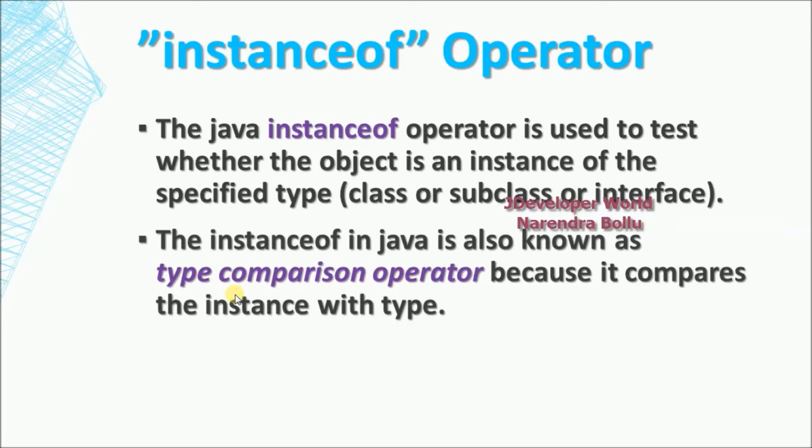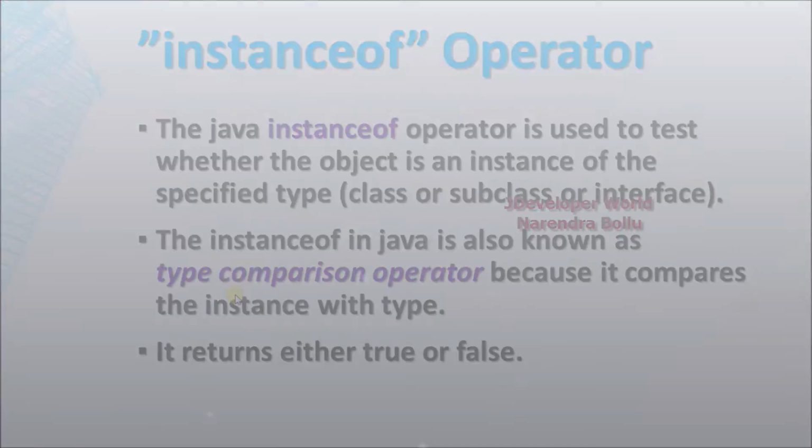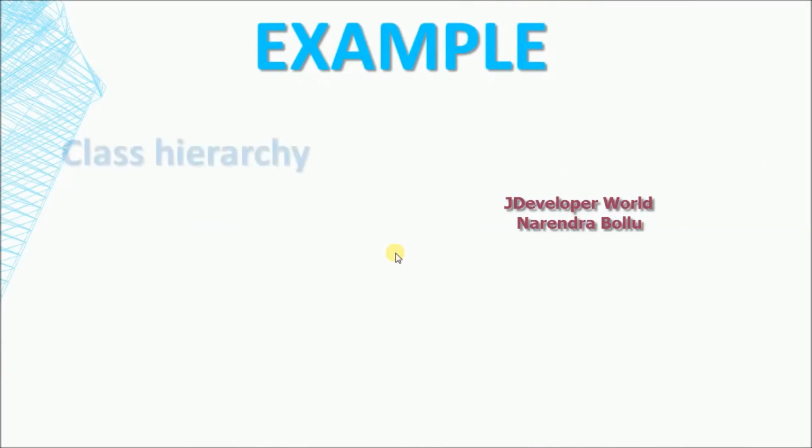The instanceof operator in Java is also known as the type comparison operator because we are comparing here. Because it compares the instance with a type. It returns either true or false. We will see one example.